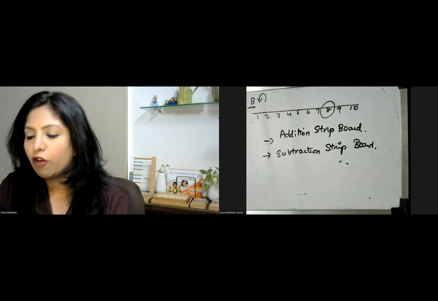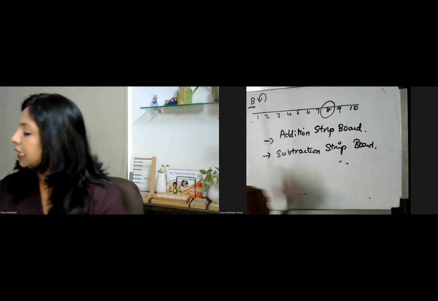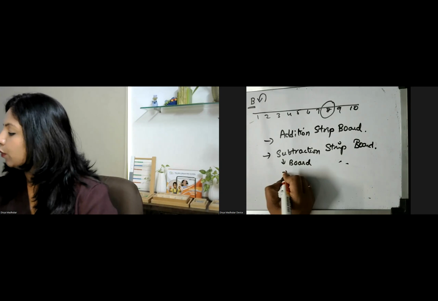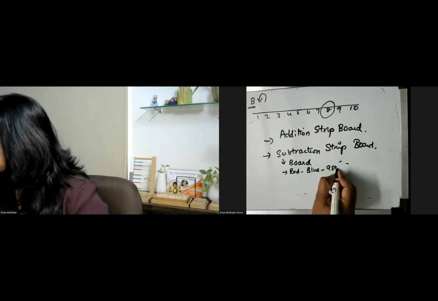So how do we perform this exercise? The first important thing is about the material. So material will have my subtraction board. Then it would have my red and blue 9 strips.